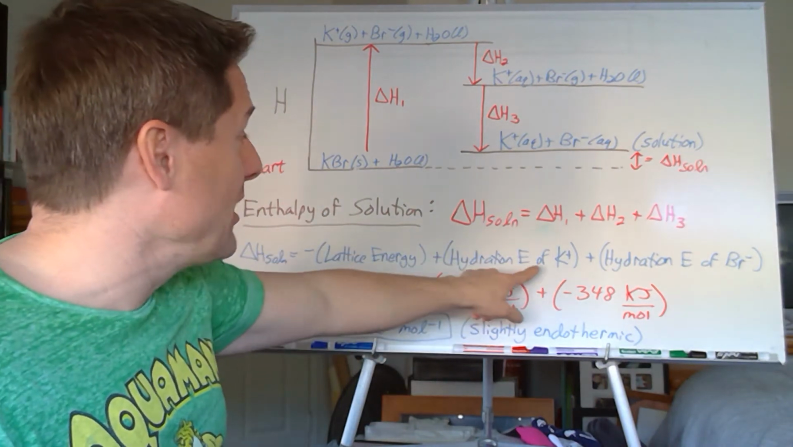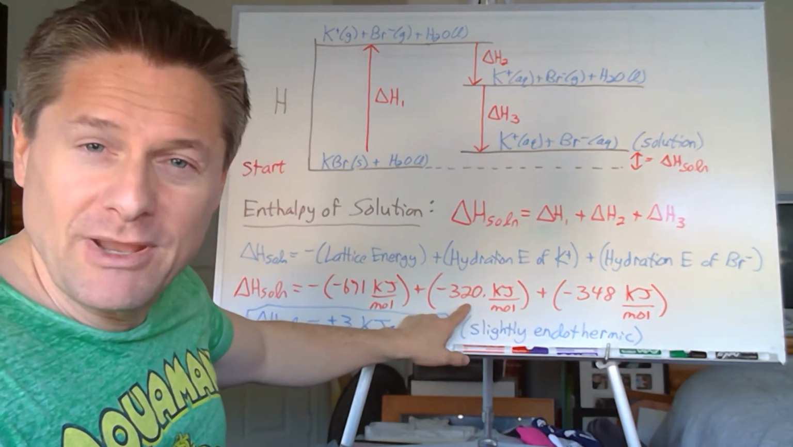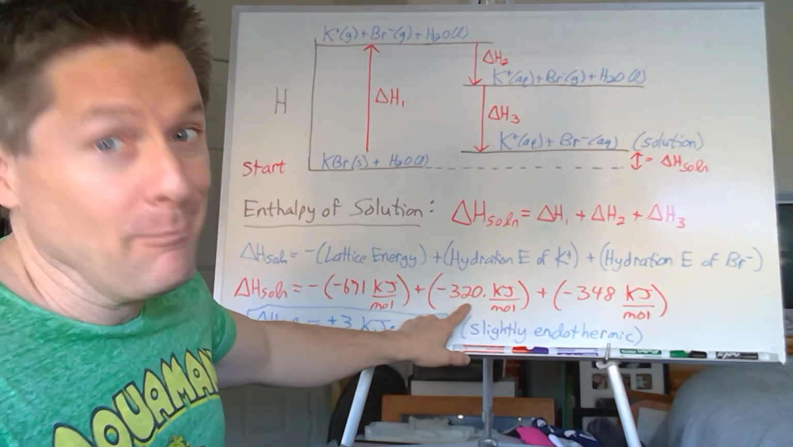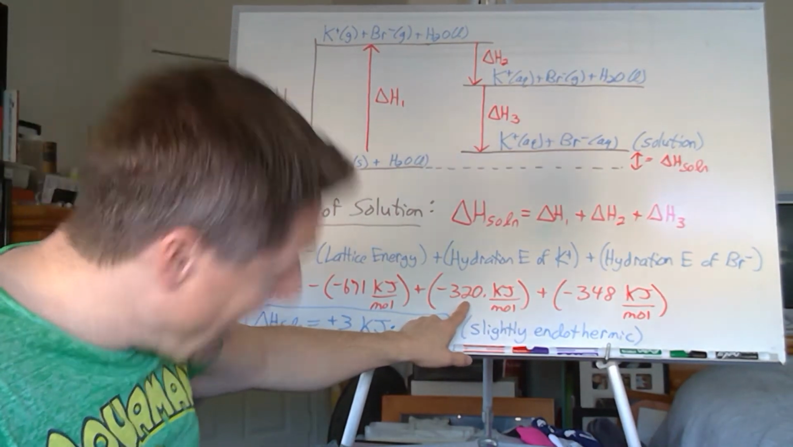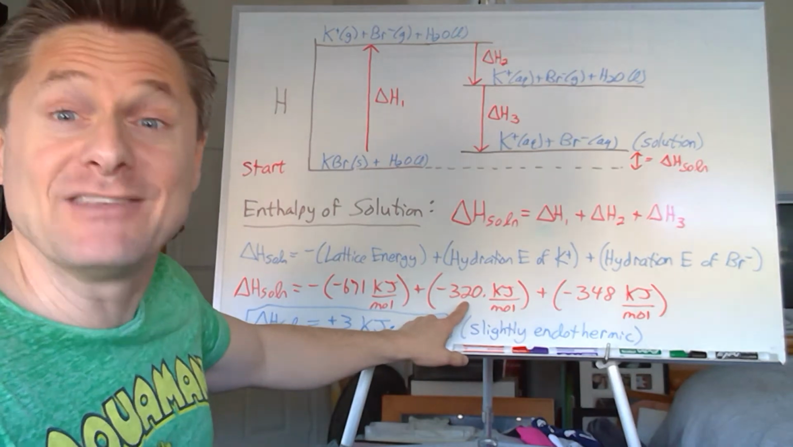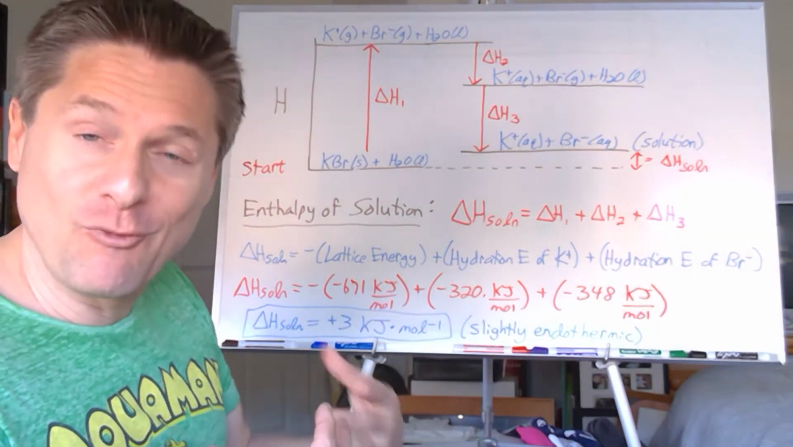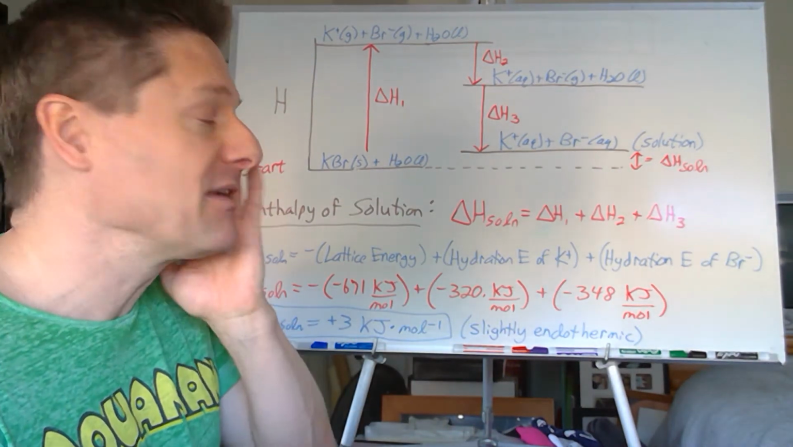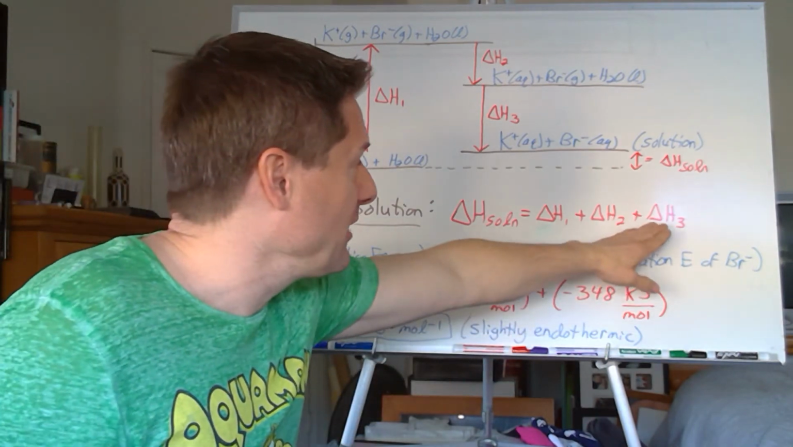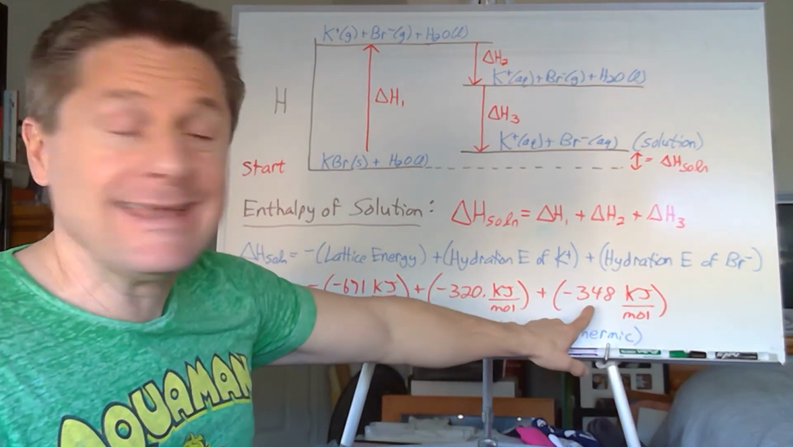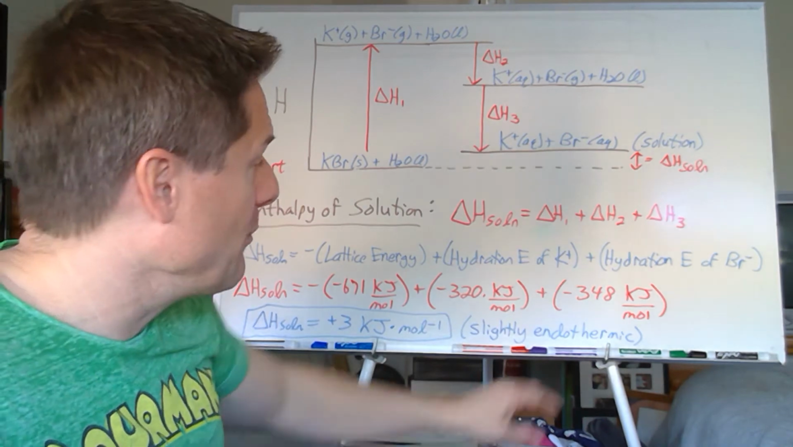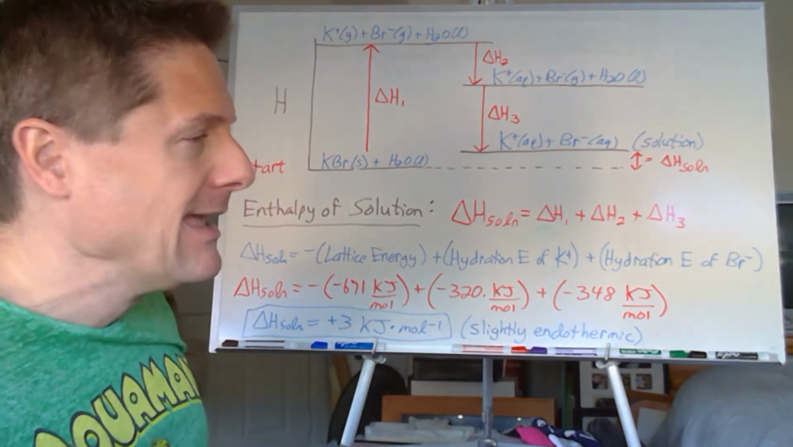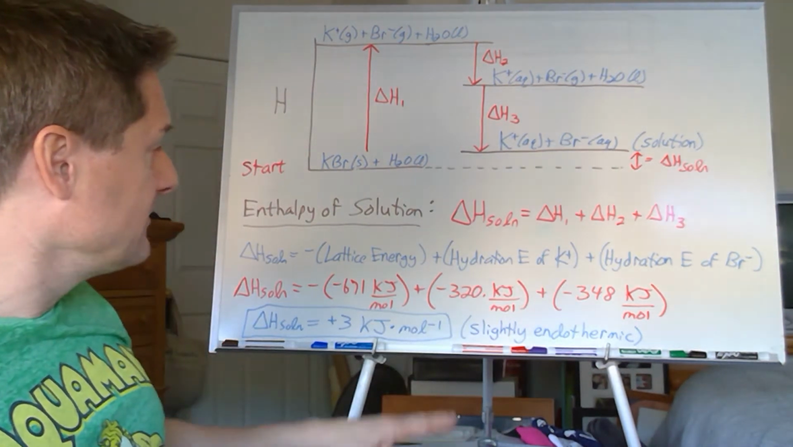That's the hydration energy of potassium. Let's use about negative 320. Big difference between negative and positive. Negative 320 kilojoules per mole, because you're forming ion-dipole forces. You're forming intermolecular forces, and that's going to be favorable and exothermic. And let's use for delta H3 the hydration energy of the bromide ion, negative 348 kilojoules per mole. So these are probably approximate values here, only good to the ones place.